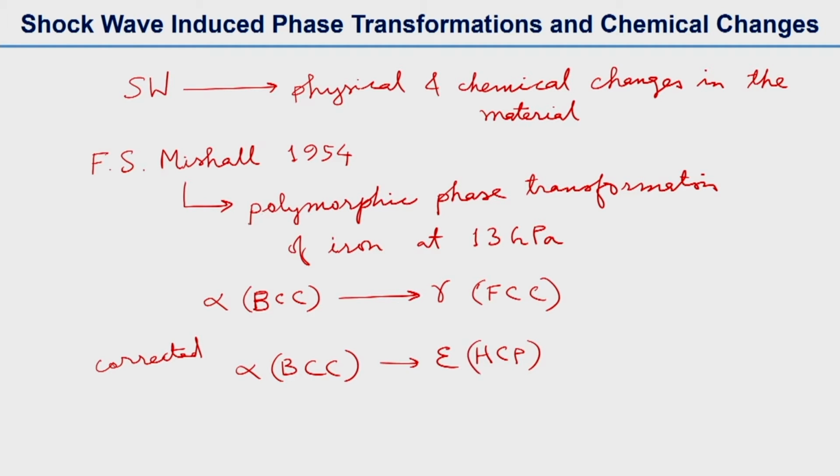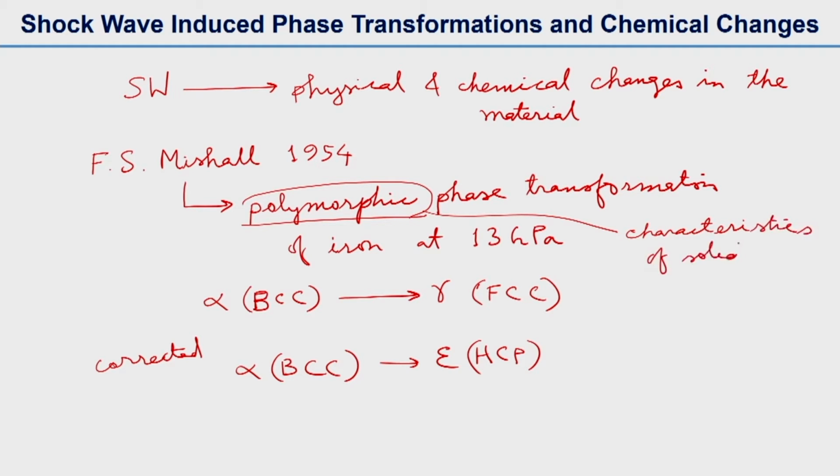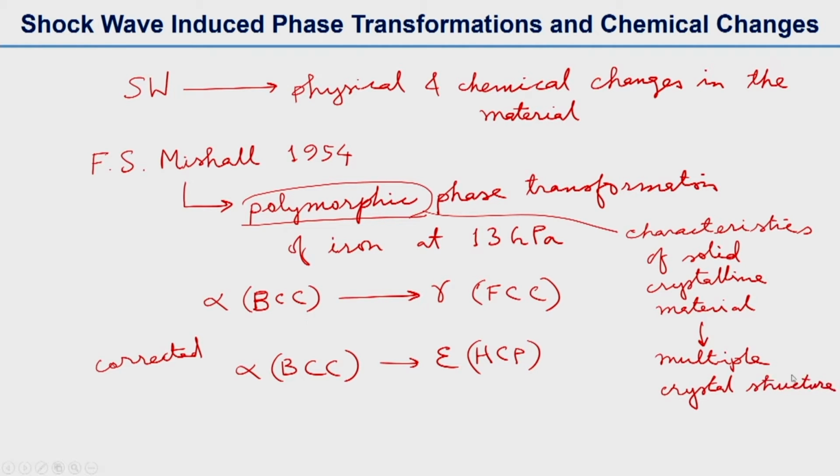If you are wondering what a polymorphic phase transformation is, many of you I think know about it. Polymorphism is a characteristic of solid crystalline material that can exist in multiple structures, especially multiple crystal structures. So when changes happen from one crystal structure to a different crystal structure, that is called polymorphic phase transformation.